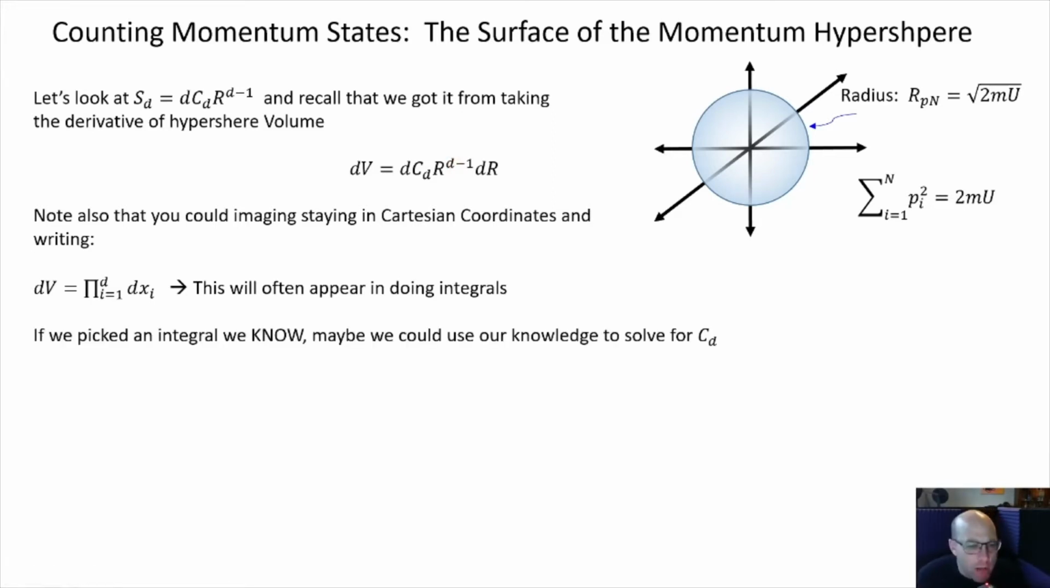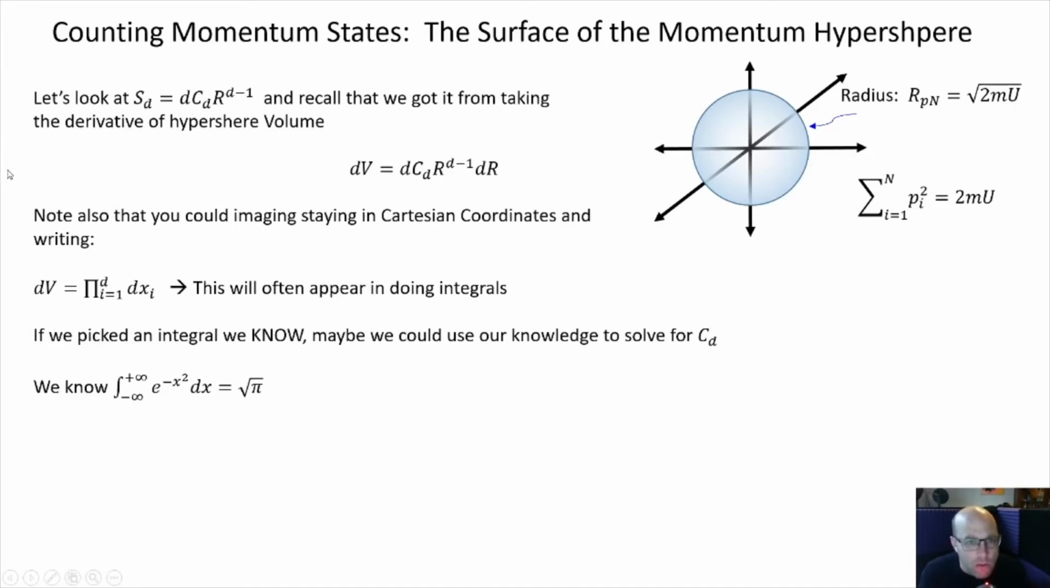So let's imagine picking an integral that we know something about, right? That would somehow involve this extended product and therefore would involve dv, right? And if we knew enough about the integral, we could imagine using it to extract c sub d from the dv expression. That's basically our strategy in this calculation.